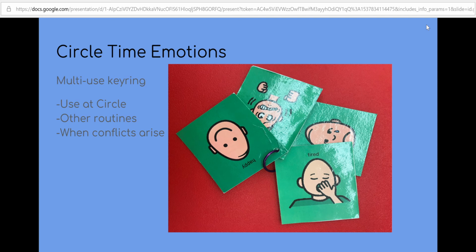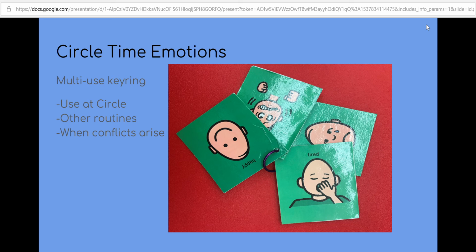We also have a key ring with some simple emotions. We use happy, sad, tired, and mad. We use these at Circle Time sometimes. Sometimes we ask every student how they are feeling that day. And if they aren't able to come up with a response on their own, we can flip through the key ring and have them show us their emotion. And then we can maybe talk about things that make them happy or sad or tired or mad.